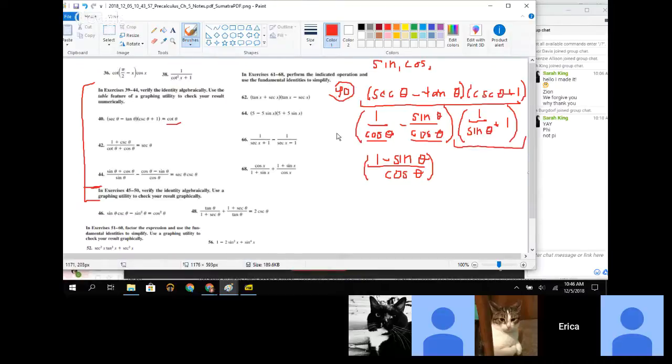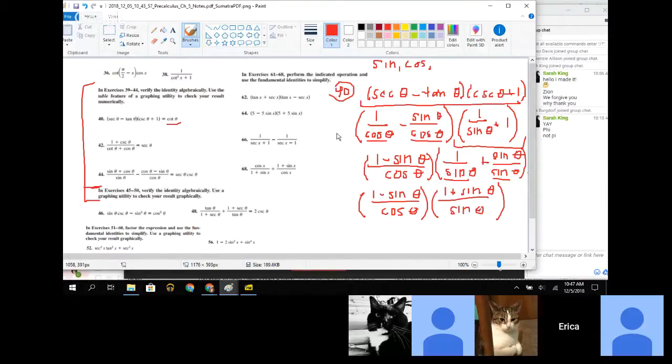So the second part, I'm going to rewrite this as 1 over the sine of theta. But if I want to add 1 to it, I'm going to rewrite 1 as the sine of theta over the sine of theta, so that way I have like denominators again. So now I have 1 minus the sine of theta over the cosine of theta times 1 plus the sine of theta over the sine of theta, right?